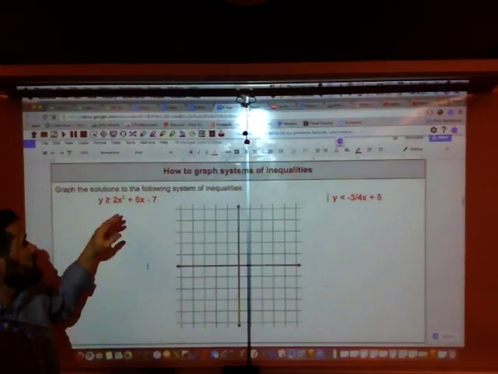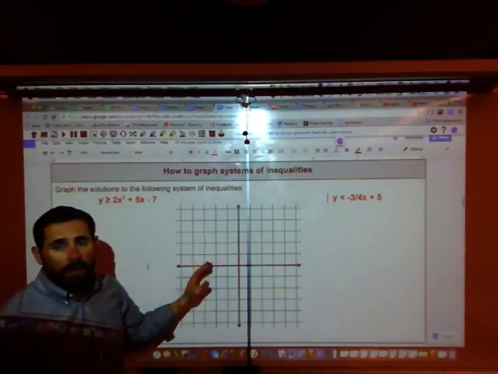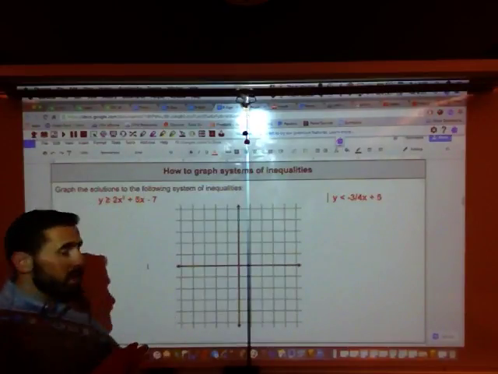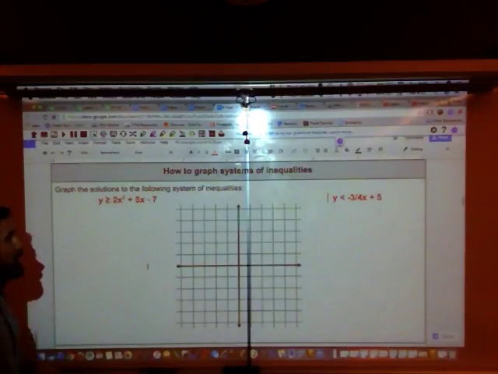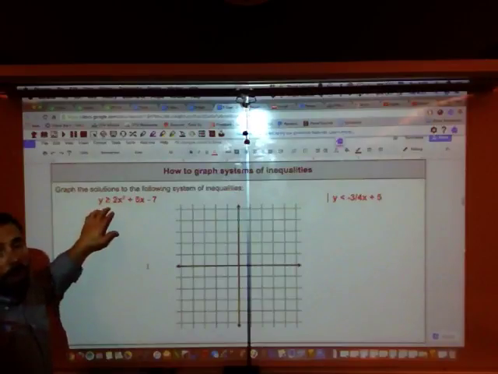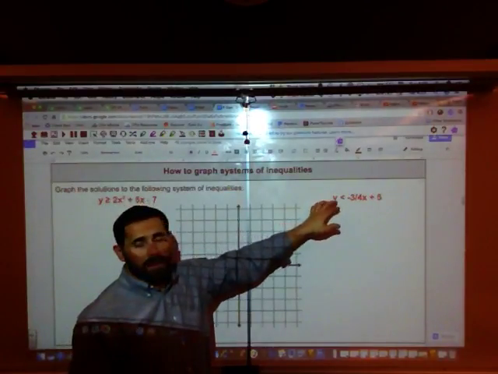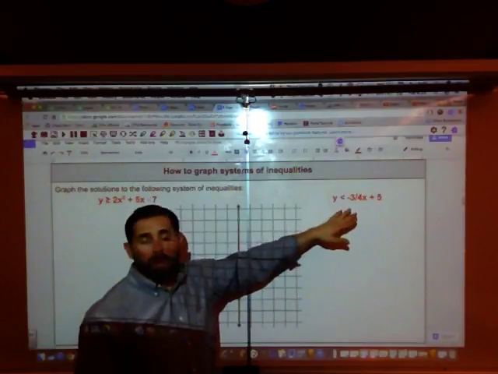What we're going to work on is how to graph systems of inequalities. Systems of inequalities is just two or more inequalities graphed on the same graph, and the solution is the overlap, the intersection of solutions. So we have to graph both of these. This one's going to be a parabola because it's a quadratic. This one is going to be a line because it's a linear equation, y equals mx plus b.